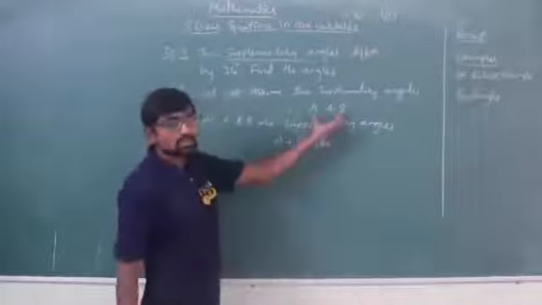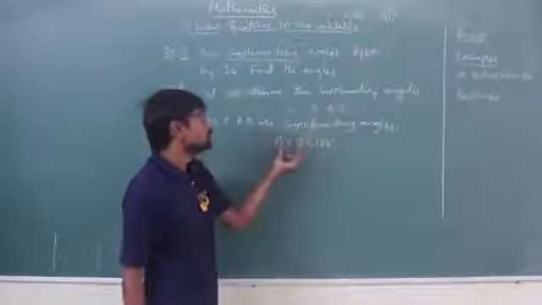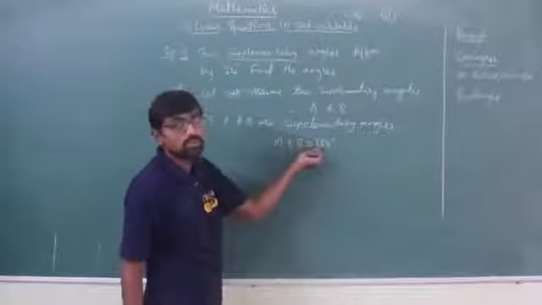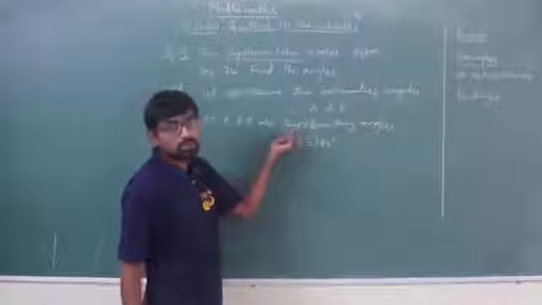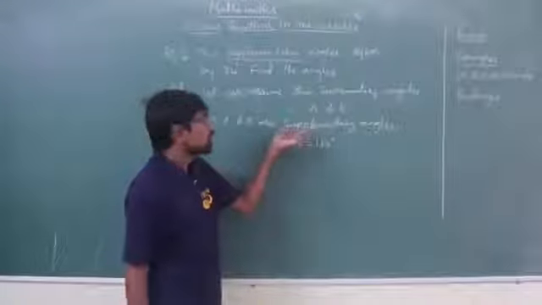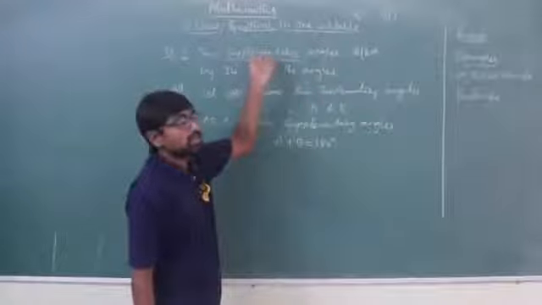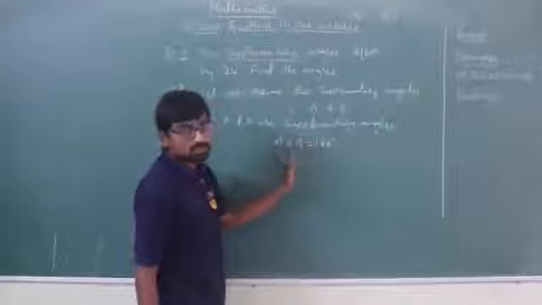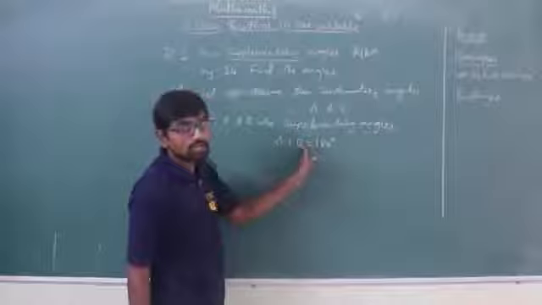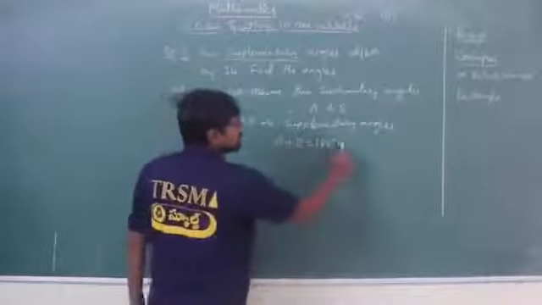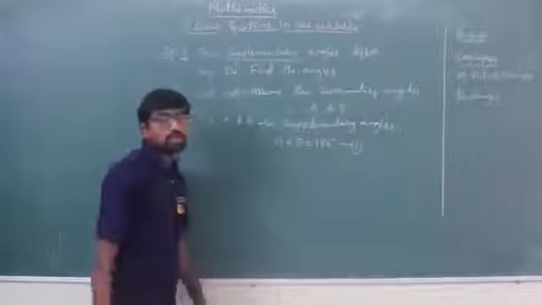Why? These both angles are A and B. Whenever we add these both angles, we will get 180, in the supplementary condition, isn't it? As he has mentioned in the question, both angles are supplementary. It means the sum of both angles is 180 degrees. So this is my equation number 1.